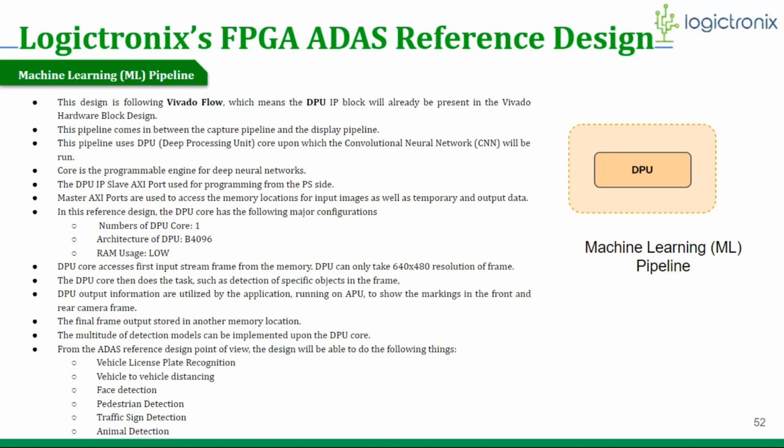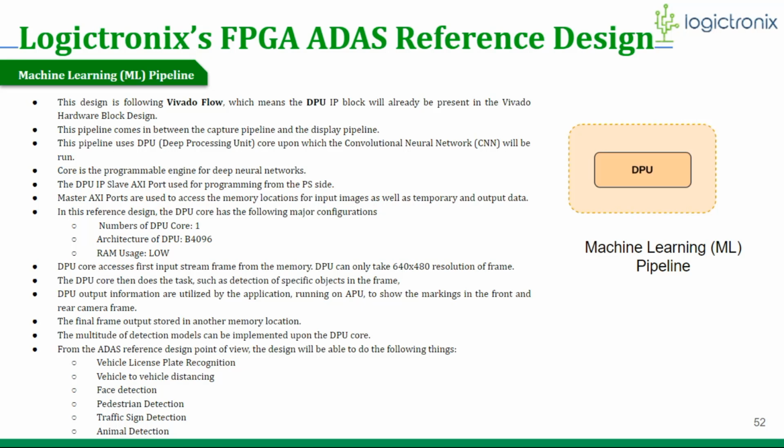In the design, the DPU core accesses the first input stream frame from the memory. However, the DPU can only take a 640 by 480 resolution frame, so the resolution is downscaled by the scaling IP block. The DPU core then does a task such as detection of a specific object in the frame, and the information is utilized by the application running on the APU to show markings in the front and the rear camera. This frame will become the final output, which is again stored in another memory location.